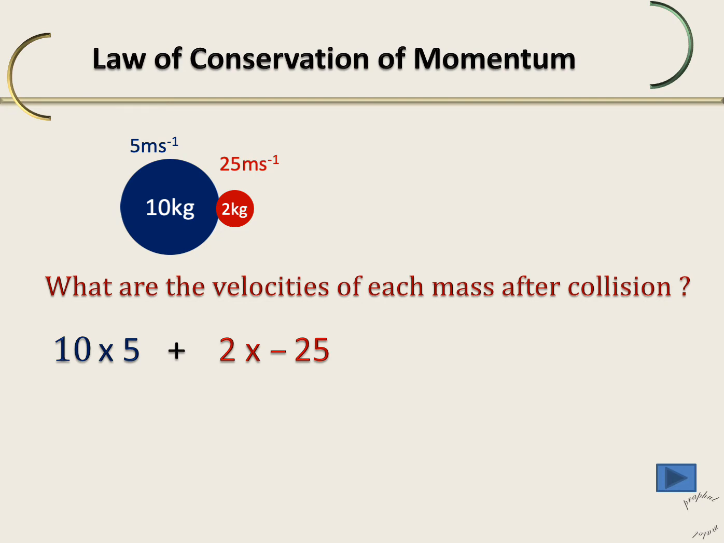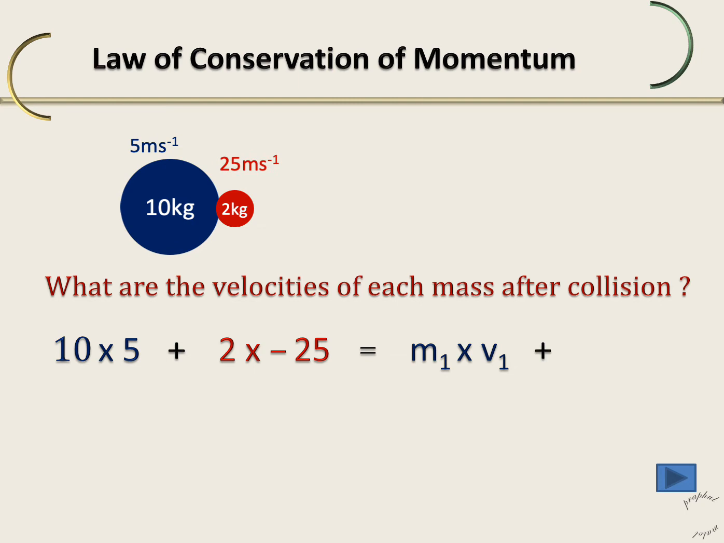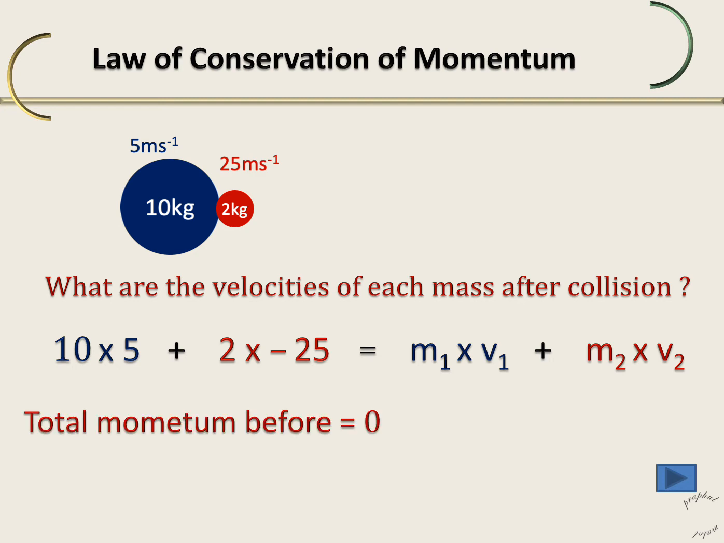Now, after collision, we are going to find. We don't know m1, v1 also we don't know, v2 also we don't know. So let's calculate the left-hand side first. 10 into 5 is 50 plus 2 into 25 also 50, but there's a minus. So it's 50 minus 50, you get 0. Before collision, the total momentum of the system is 0.